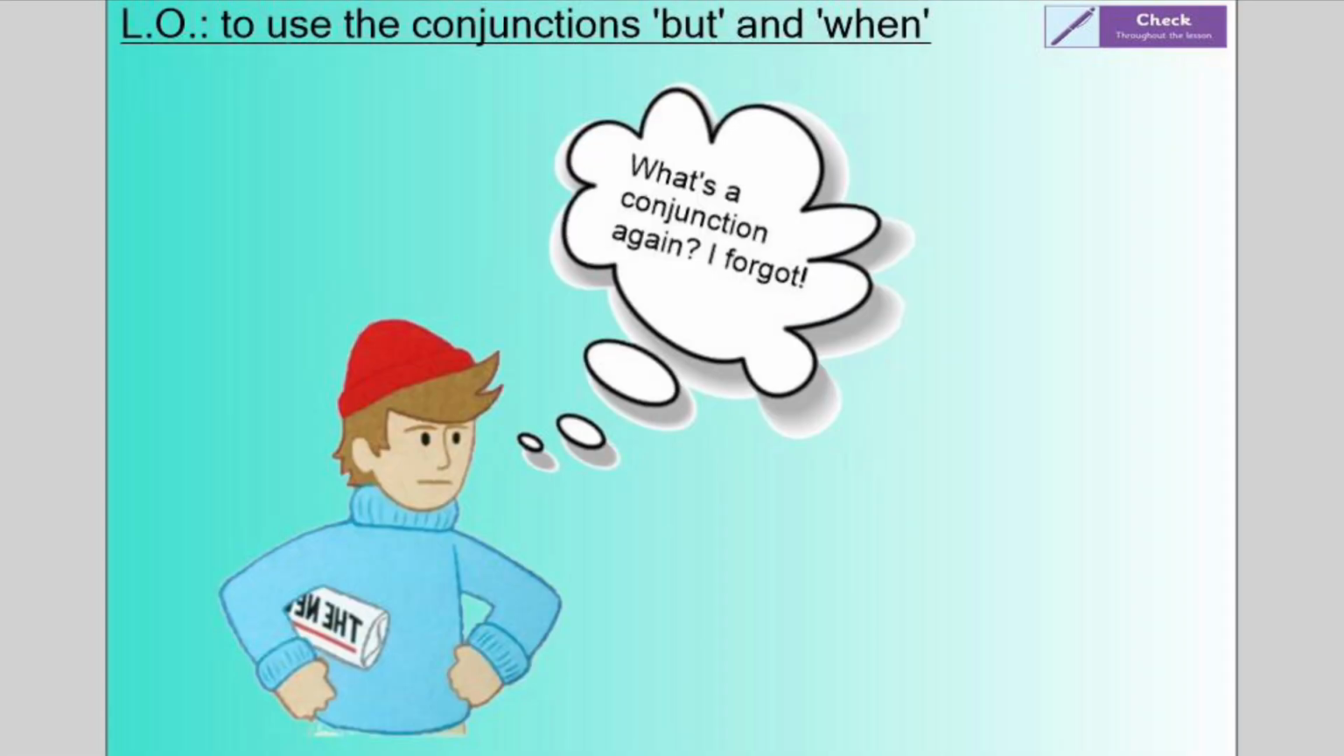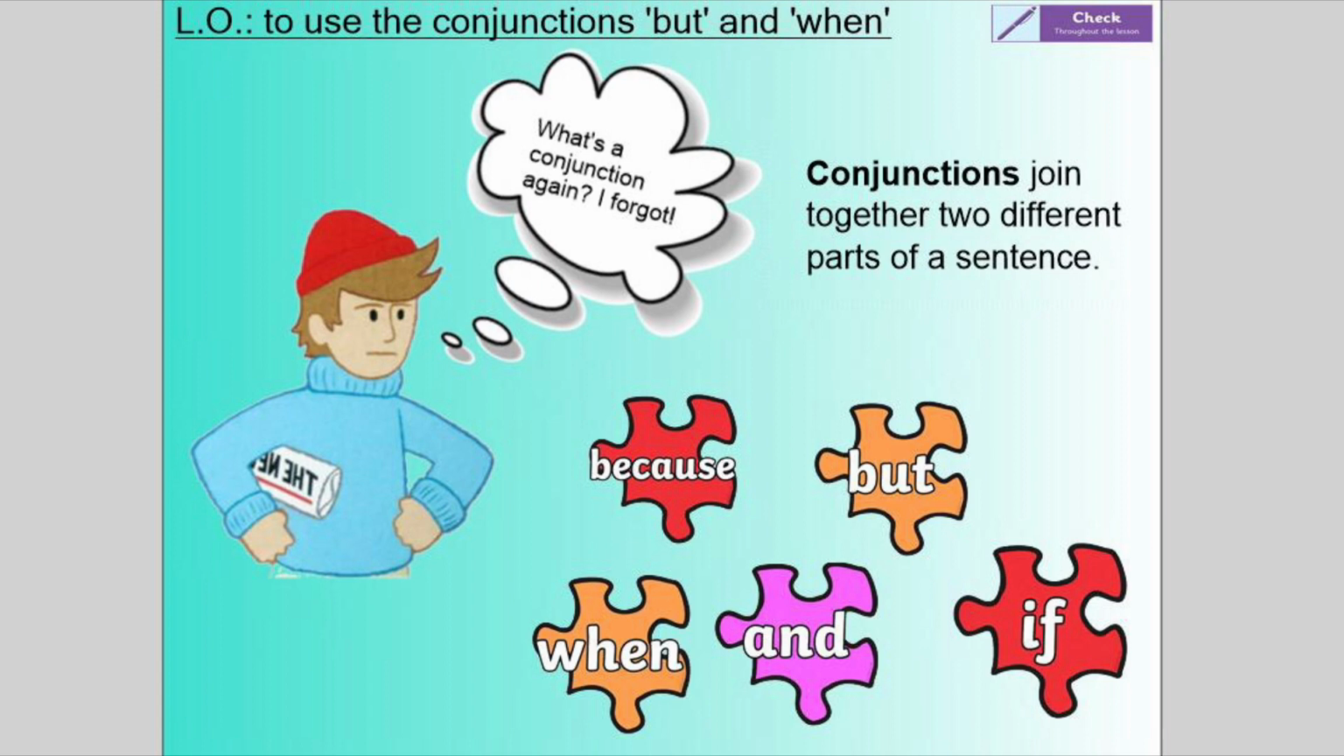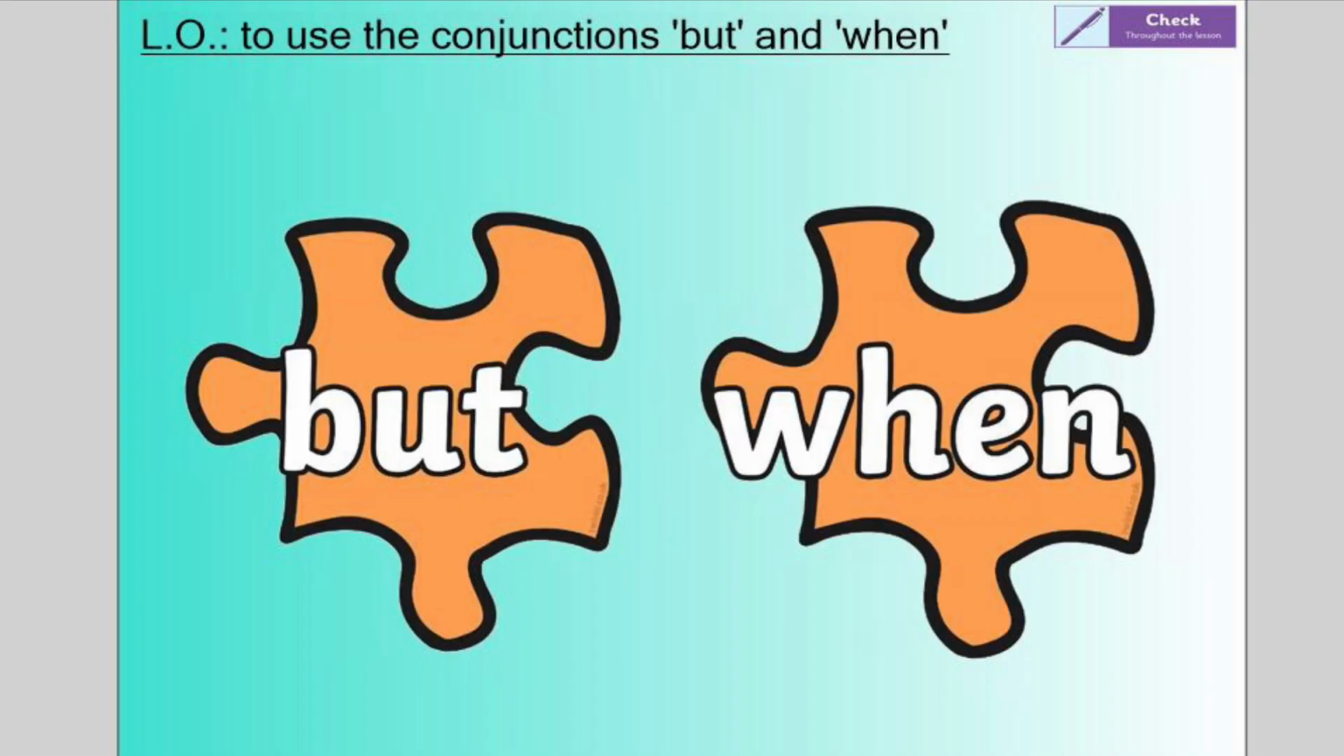As I said earlier, our learning objective today is to use the conjunctions but and when. Our learning objective yesterday was to use the conjunctions and because. Now Tom says, what's a conjunction again? I forgot. Can you remind him? That's right, conjunctions join together two different parts of a sentence. Here are some examples of conjunctions that we're practicing using this week. Because, but, when, and if. Today we're going to focus on using but and when in our writing.